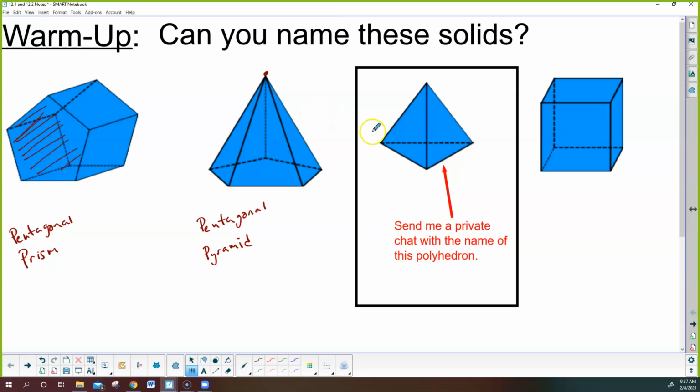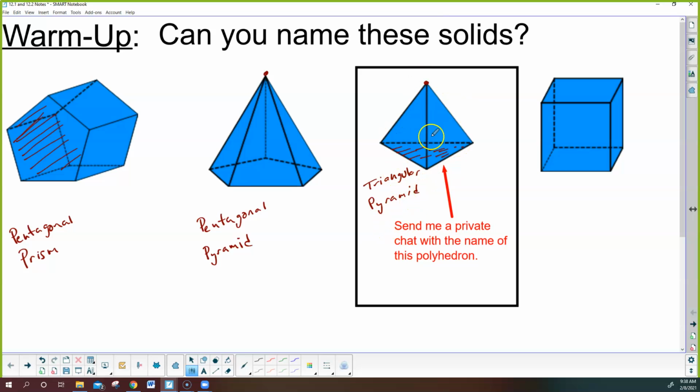Okay. Now, I asked you to send me a chat of this one, and there's actually more than one answer for this specific shape. The one that I was looking for is, if you think of the bottom as the base here, that's the base, one of the answers is a triangular pyramid, because it's got the base and it comes to a point, right?